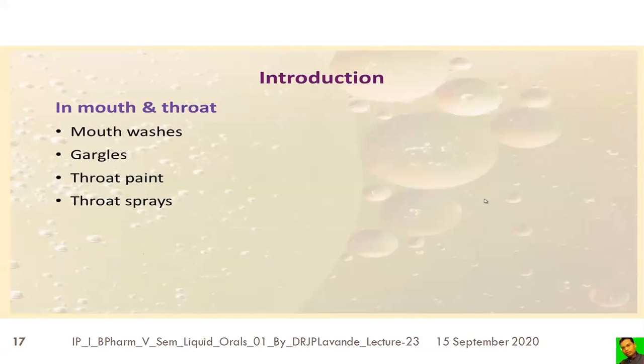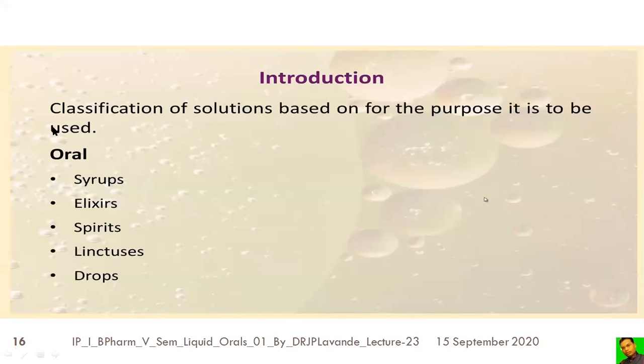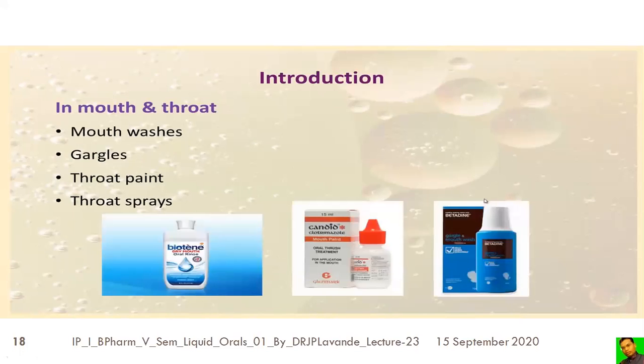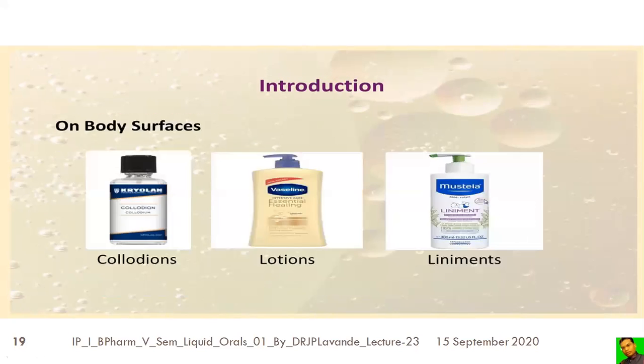Next, the mouth and the throat. So the first purpose is oral. The second purpose is the oral cavity, that is the mouth or the throat. What are the different solutions used? These are mouthwashes, gargles, throat paints and throat sprays. You can see examples: a dry mouth oral rinse, Candid clotrimazole mouth paint, and Betadine gargle.